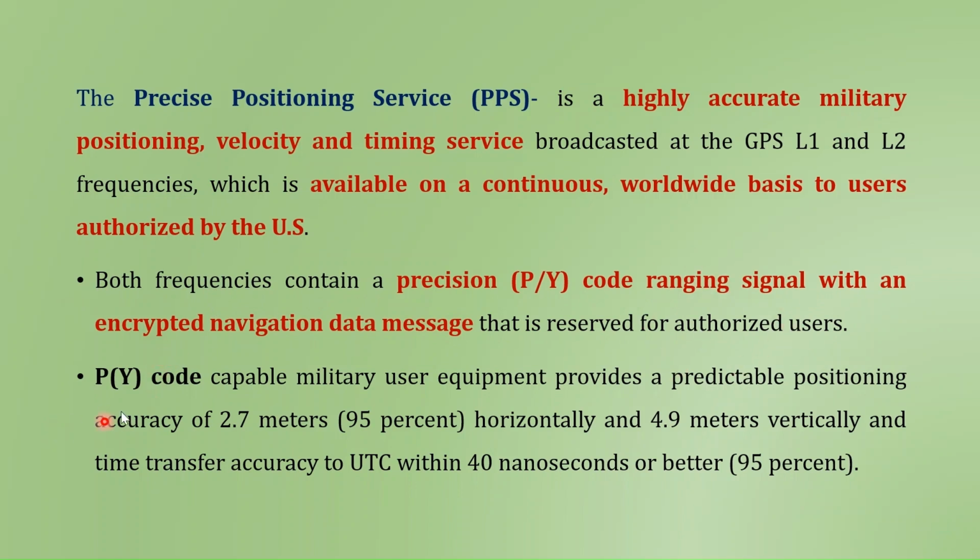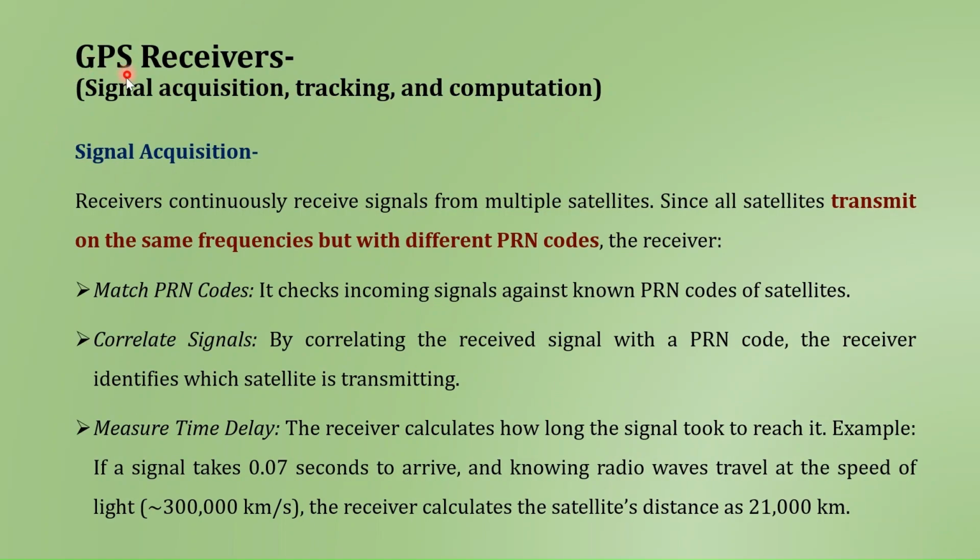In the precise positioning service, the equipment is able to give us an accuracy of 2.7 meters horizontally and 4.9 meters vertically, and a time transfer accuracy to UTC within 40 nanoseconds or even better. Now let us see the signal acquisition, tracking and computation done by the GPS receivers. So the receivers continuously receive the signals from multiple satellites, and since all the satellites transmit on the same frequency but with different PRN codes, the receivers match the PRN code.